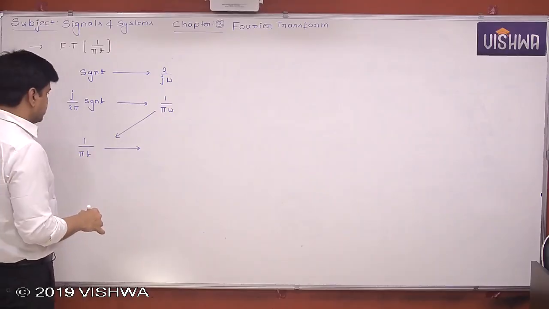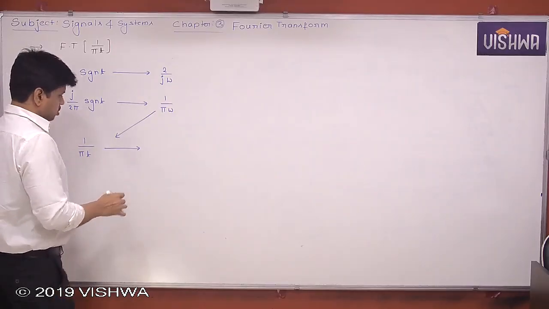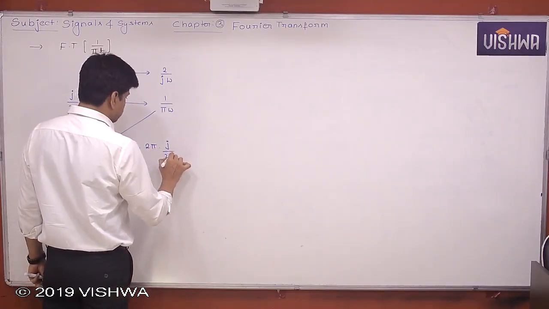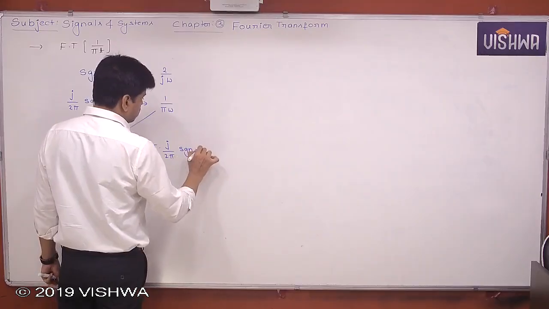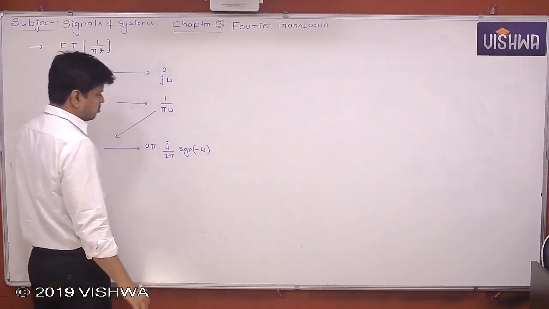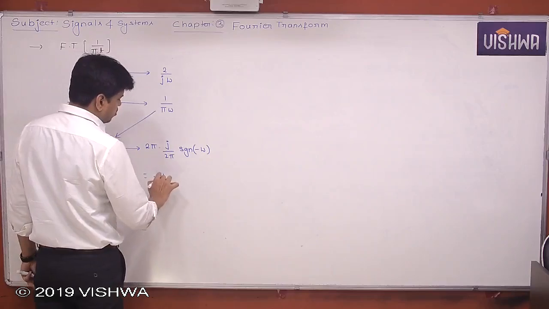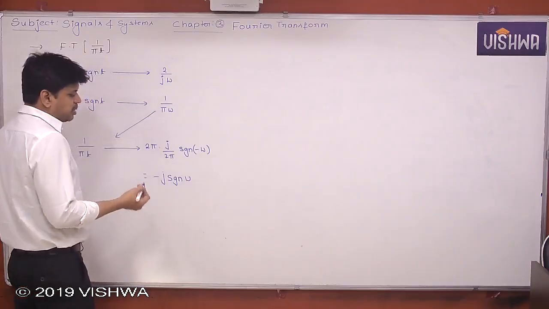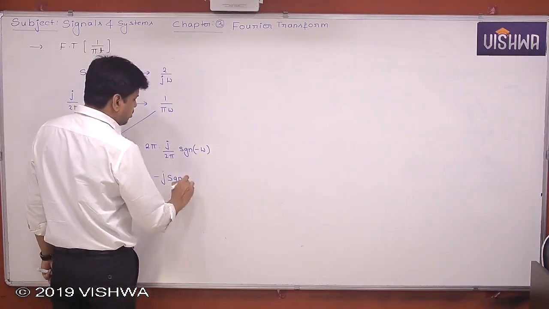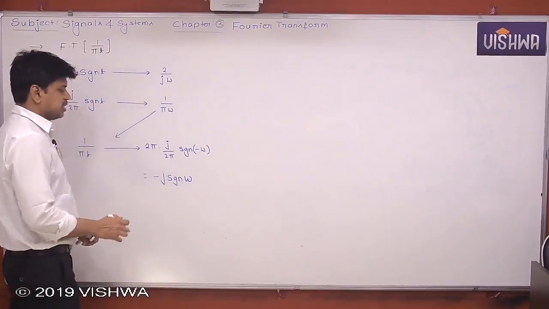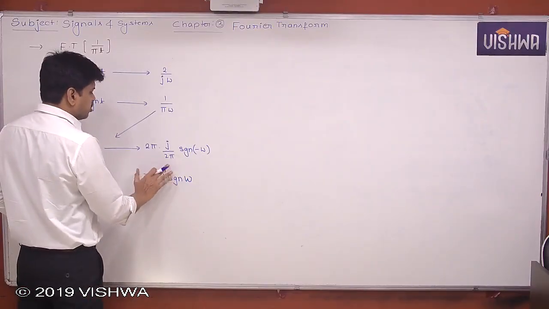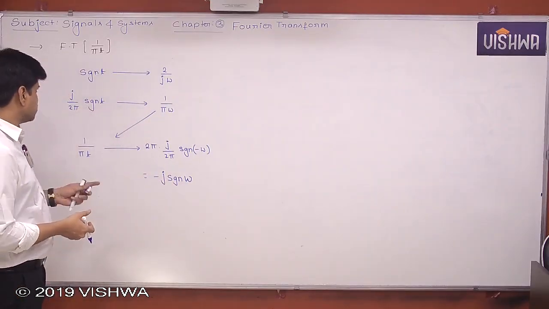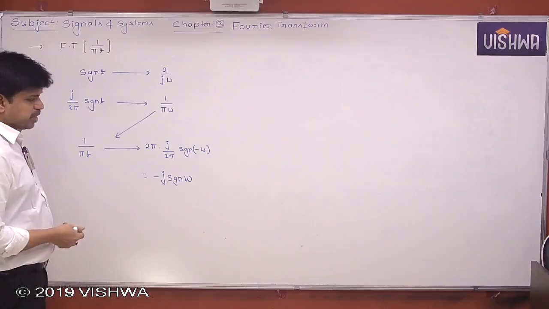For 1 by pi t, what is it going to be? Again, we have to multiply with j by 2 pi, signum minus omega. So this can be written as minus j signum omega. How, sir? Because signum is an odd function, so I can write signum minus omega as minus signum omega. So finally, this is nothing but minus j signum omega. This is the Fourier transform for 1 by pi t.